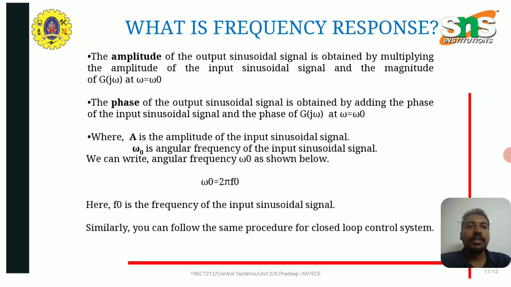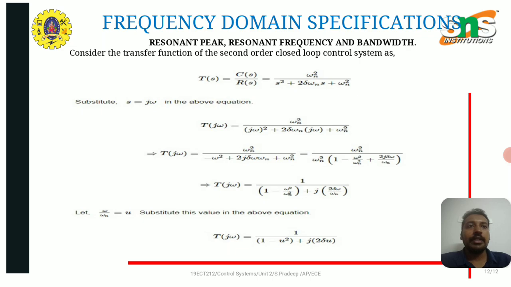Similarly, you can follow the same procedure for closed loop control system. The resonant peak, resonant frequency and bandwidth. Consider the transfer function of the second order closed loop control system as T of s equal to C of s divided by R of s, which is equal to omega n square divided by s square plus 2 delta omega n s plus omega n square. By substituting s equal to j omega in the above equation, we can get these solutions as shown in this slide.